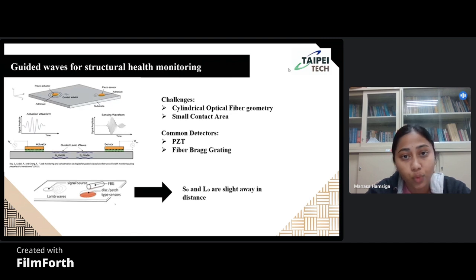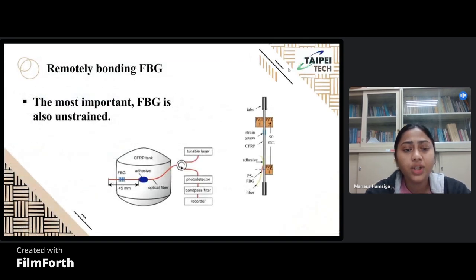There are many challenges involved in this, which are the cylindrical optical geometry and the small contact area. The detectors that are used are PZT, and the principle which is used is fiber Bragg grating. So, remotely bonding FBG.